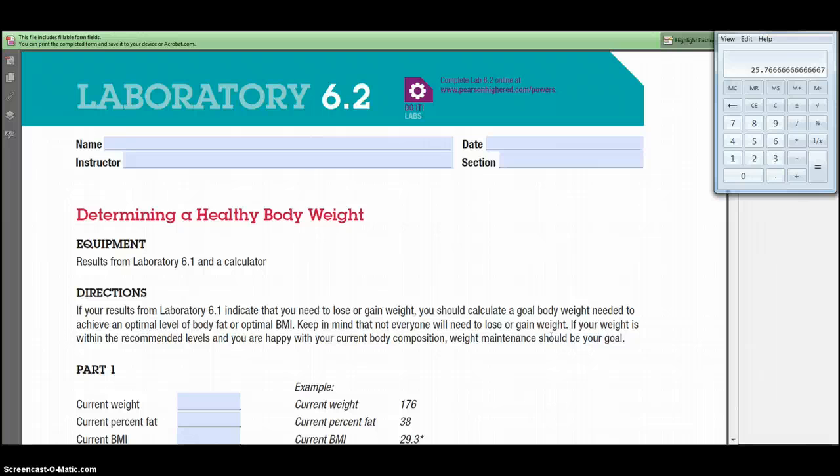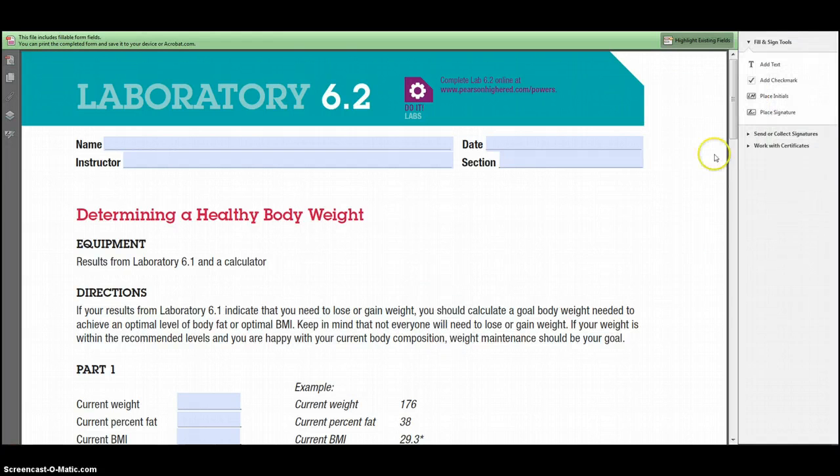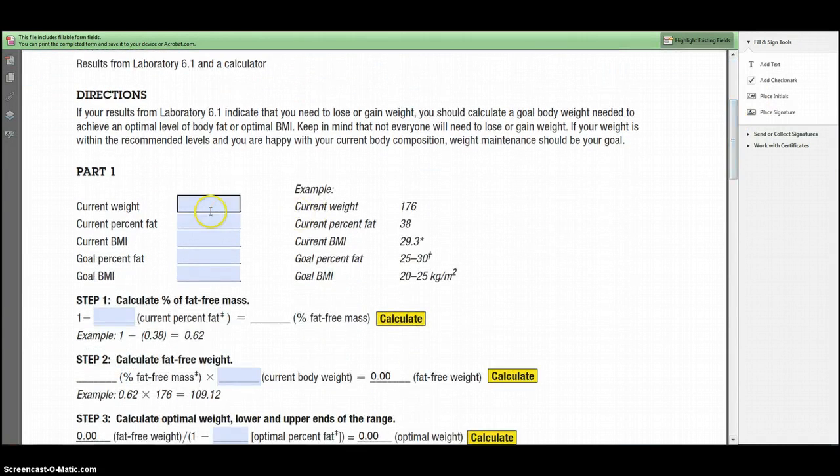Okay, we'll go ahead and get started on the very first part of Lab 6.2. Again, you'll want a piece of scratch paper and something to write with. So if you recall, my current weight, again, I'm going to reflect this in pounds, was 170 pounds. My current percent body fat was 20.2, but I'm going to keep it simple here and round it at 20%. My current BMI, this is all from Lab 6.1, you can get that information there, was 25.8.